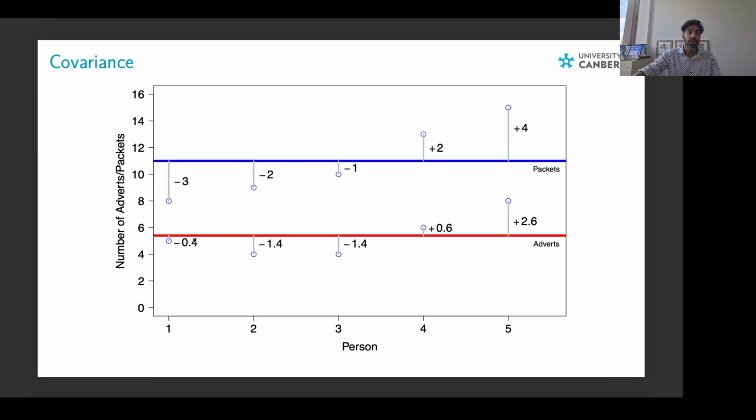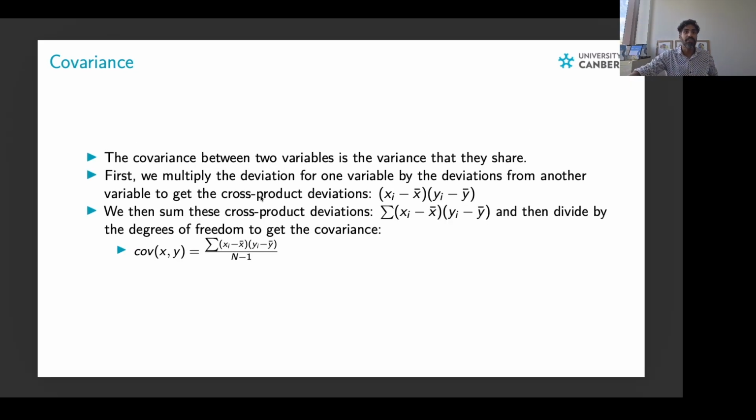And so what we're saying is that the sum of these deviances from the average are really varying in accordance to one another. So as one goes down, the other goes down. As one goes up, the other goes up. And so the covariance between the two variables is really the variance that they share. So we multiply the deviation for one variable by the deviation from another variable to get the cross product deviation.